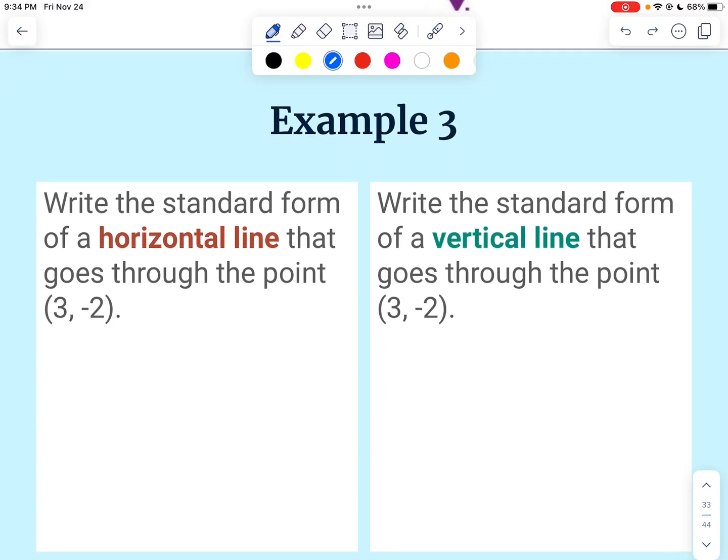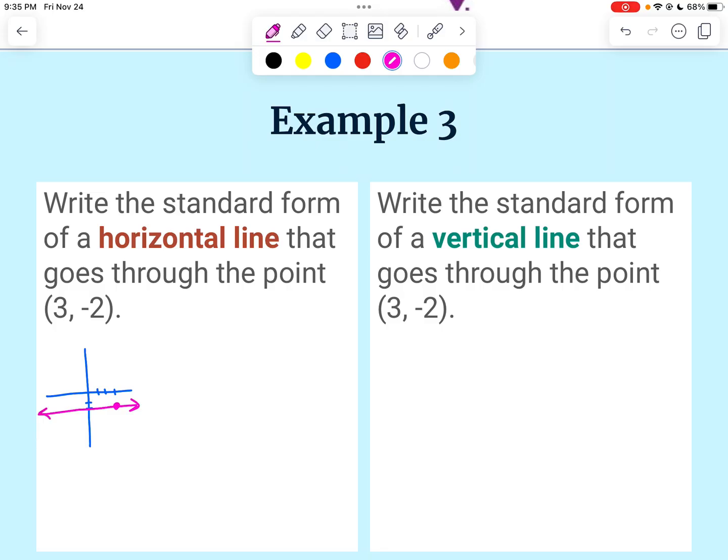So for example 3, what we want to do is write the standard form of a horizontal line that goes through the point (3, -2). Here's a tip, a strategy: if you visualize this, it's going to make your life a lot easier. So I'm going to draw a little graph off to the side. I've got my x and y axis, and I want to plot the point (3, -2). That's 1, 2, 3 to the right, and then 1, 2 down. So here's the point (3, -2), and it's a horizontal line going through that point. Horizontal is flat, so that would look like this.